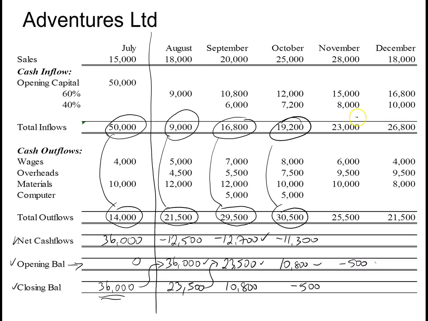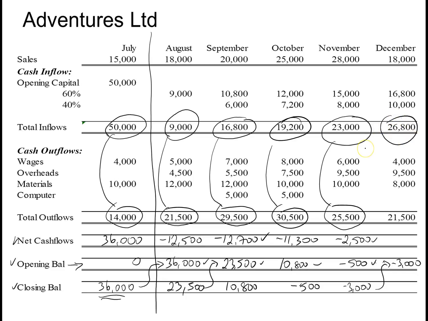Now, in the month of November, 23,000 is projected to flow in, projected to spend or flow out 25,500, which gives us a negative 2,500. So a minus 2,500 and a minus 500 gives us a minus 3,000. So that gives us a minus 3,000 projected cash figure going into December.